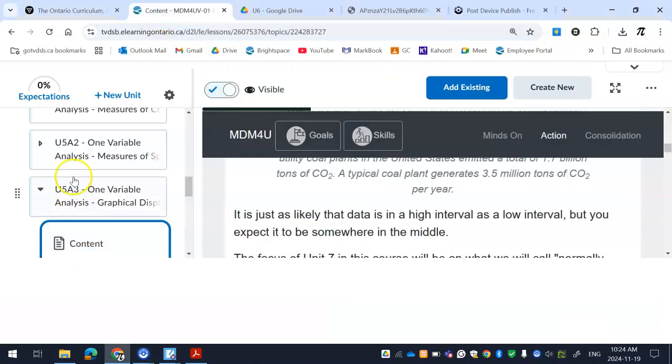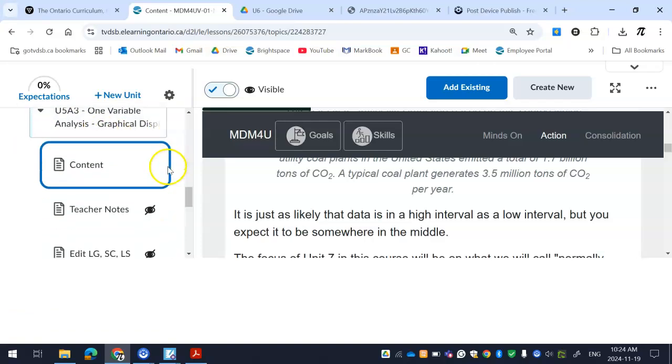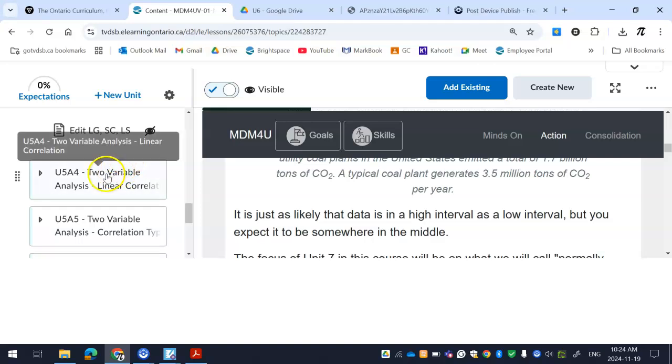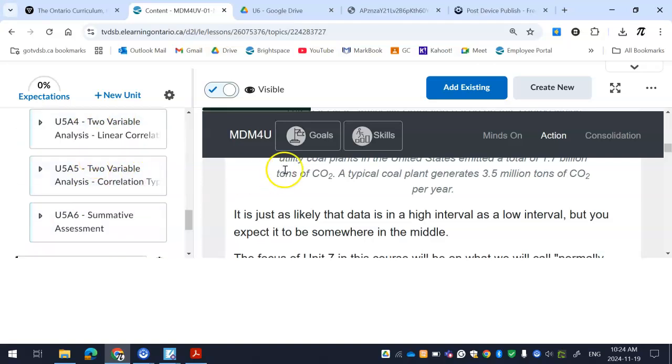All right, let's keep going with some fun stuff here. U5A3, one variable analysis. So a little bit more about one variable. We're just sticking with one variable for this part. Then we're going to go to two variable with the next video.